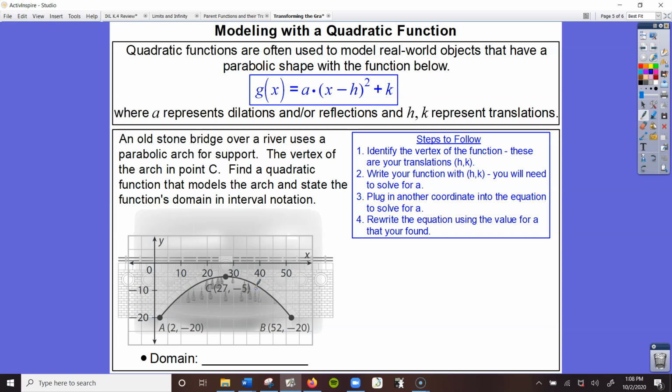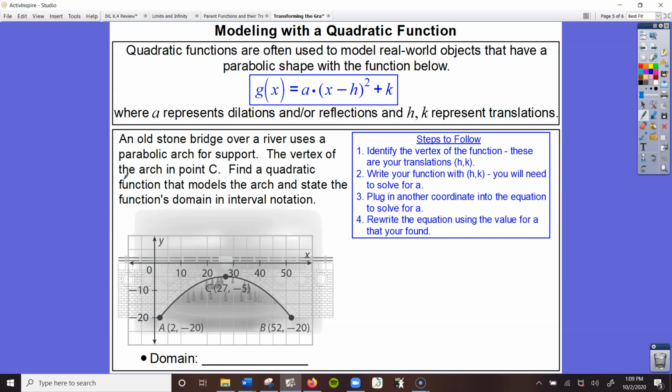So this particular problem, now these are word problems, but the actual wording is just to give you a context of where you would find this parabola. So this one reads, an old stone bridge over a river uses a parabolic arch for support. The vertex of the arch is at point C. Find a quadratic function that models the arch and state the function's domain in interval notation.